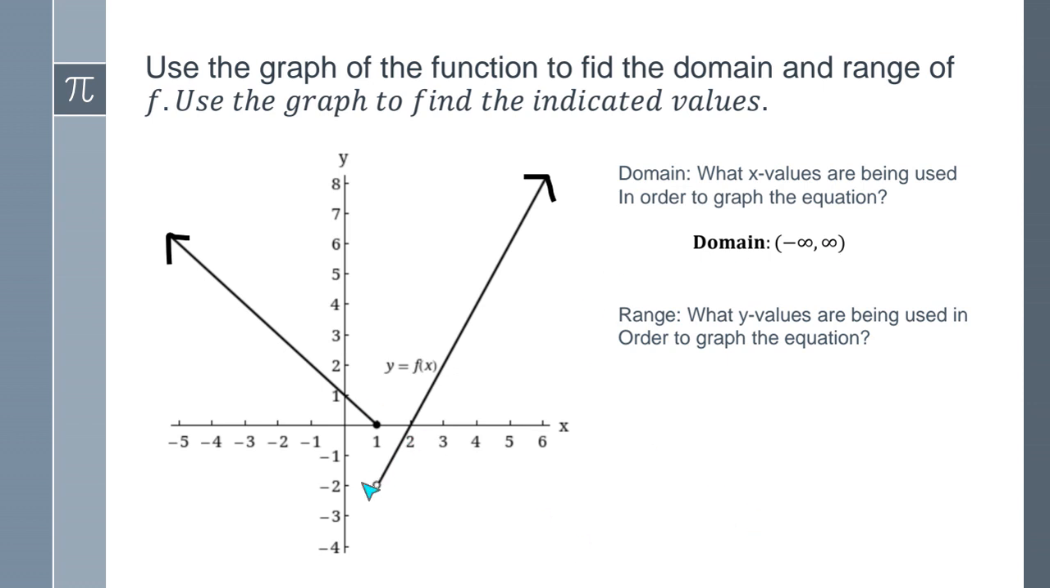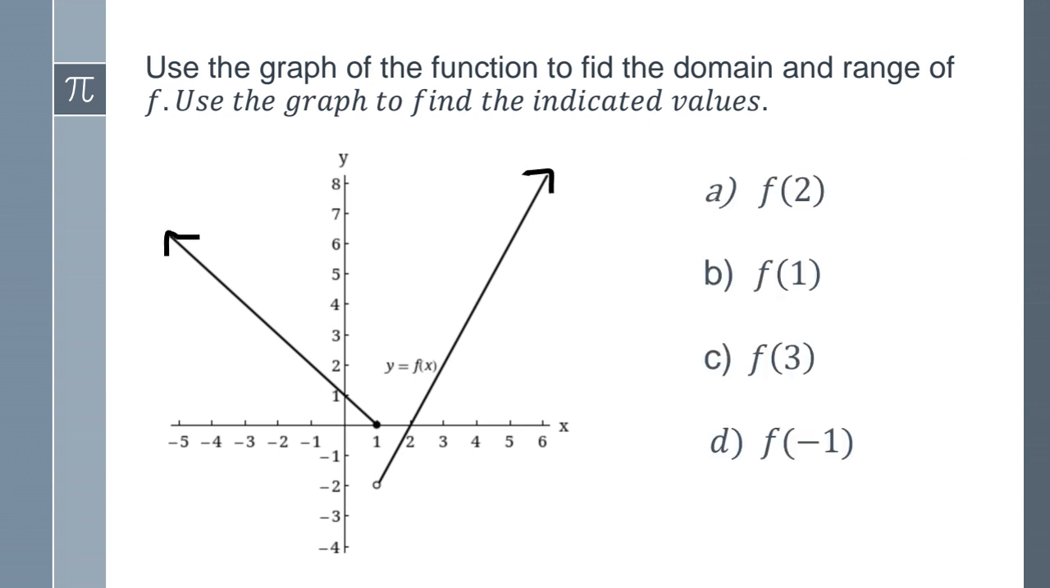Now for the range, your smallest value that we see here is -2, but we have an open circle. So to represent that we're not including -2, we use a parentheses. And then all the y values here are being used. So we go all the way to infinity. Okay. Now to evaluate f of 2, so f of 2 is here, so that's going to be 0 for y.